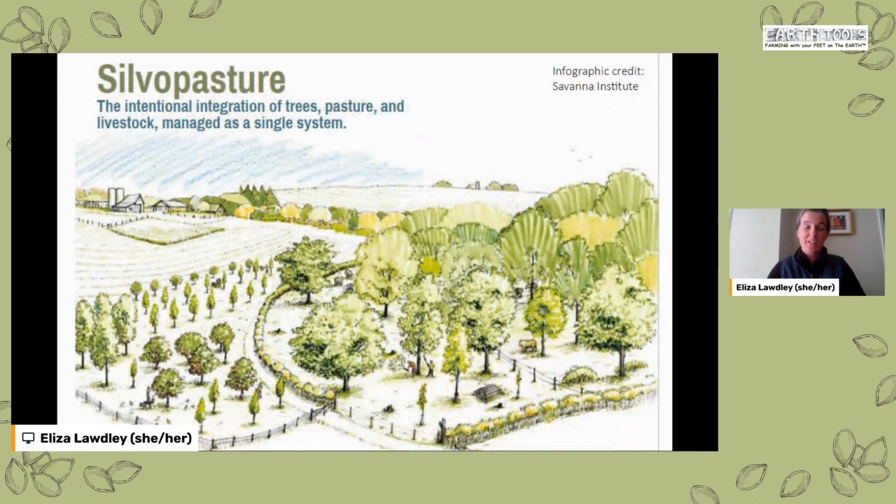The fourth practice of agroforestry is very common to many of us at this point, but it's the practice of silvopasture, which is the integration of trees, pasture, and livestock, which is managed as a single system. So again, if we're thinking about keyline design and these series of berms and swales, we've set up a pattern in which we can plant trees and shrubs and move livestock efficiently through those systems.